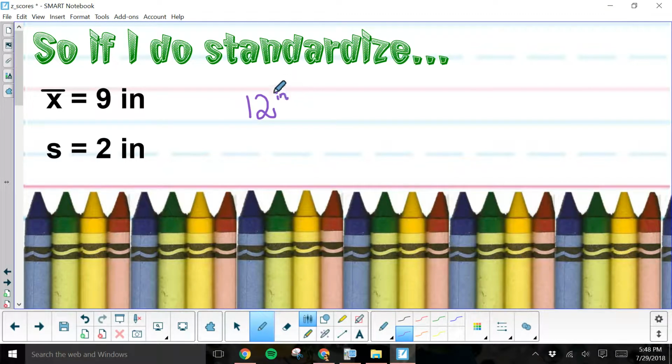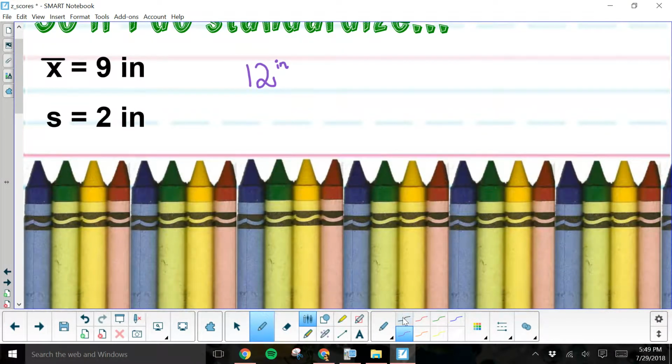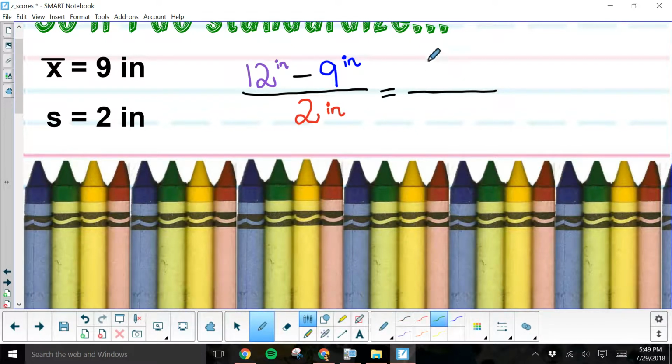I want to know how far away that is from the mean in standard deviations. So let's use that previous formula. Average, 9 inches. That's how far away it is from the mean. And I'm going to divide it by 2 to figure out how many standard deviations away it is from the mean. All right, I'm going to keep going on here. Let's see, I get the number 3, and I get inches on top, and I get the number 2 on the bottom.